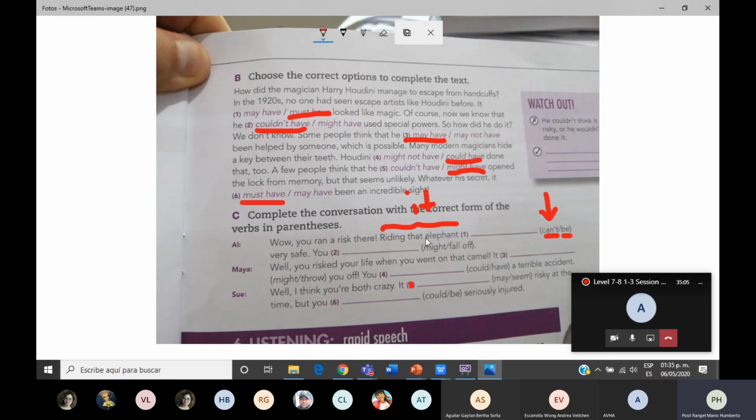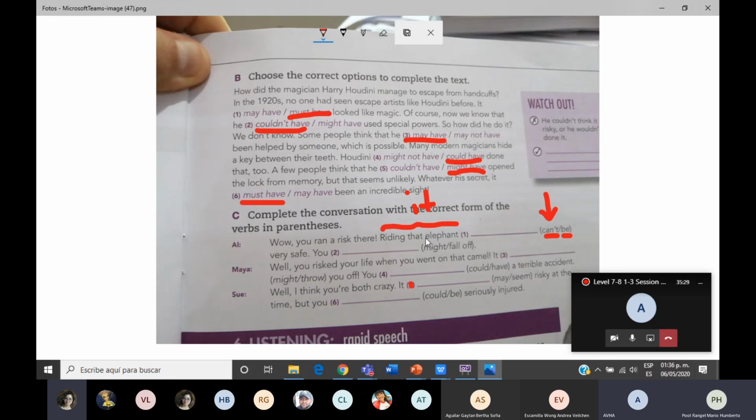If it's a possibility or a moderate improbability, pues ahí va a ser el may have or may not have or could have. Y if it's a strong improbability, que no, esto no pudo haber pasado, it's going to be either can't have or couldn't have or must not have.